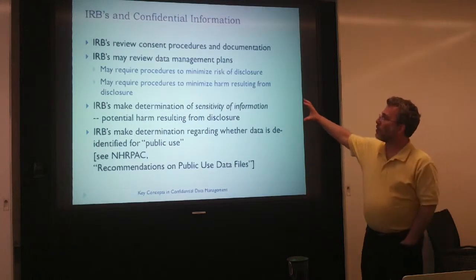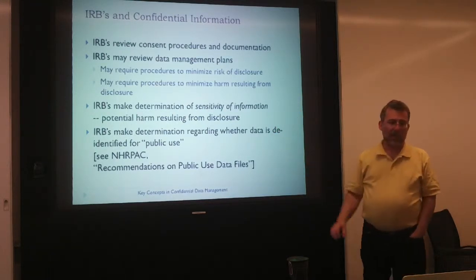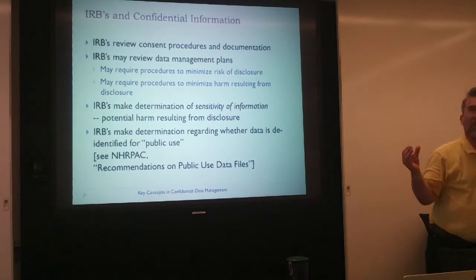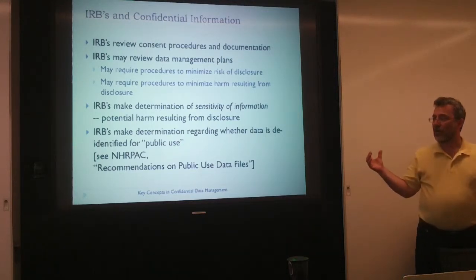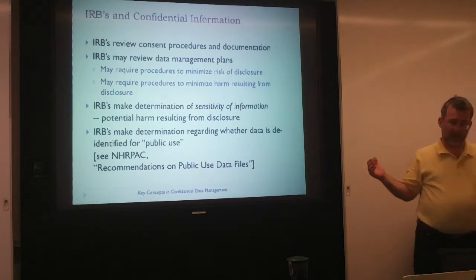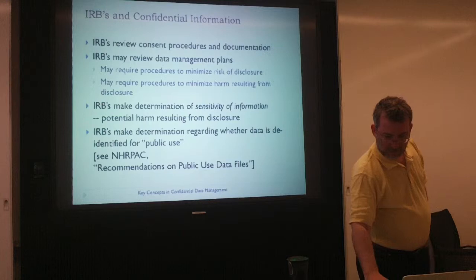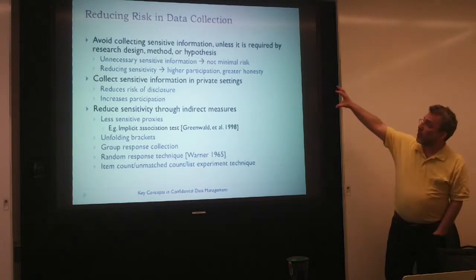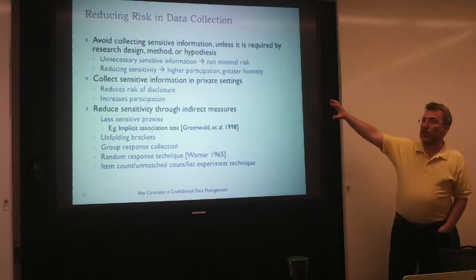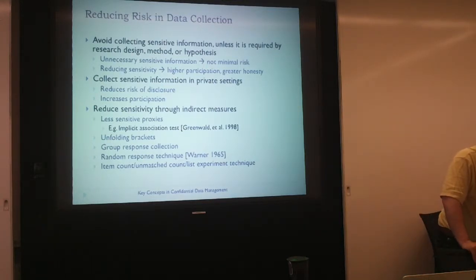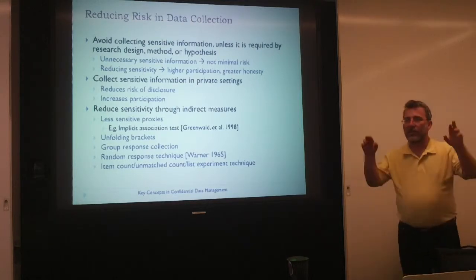IRBs have a role. IRBs are institutional review boards. They have, in some institutions, a general purview for limiting the harm from a particular set of research. That includes information privacy. Even if the IRB doesn't require it, one could think about reducing risks in data collection. And in some frameworks, this is called data minimization.